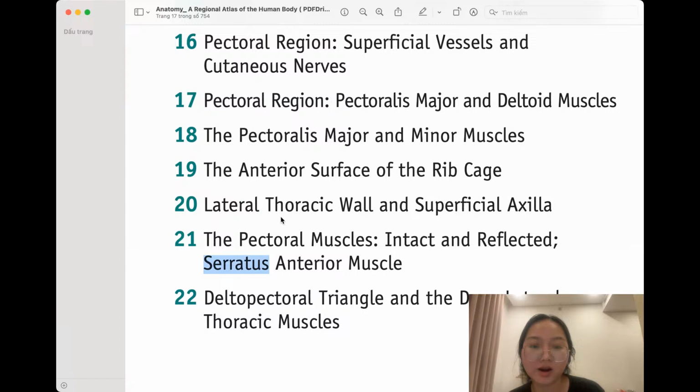Serratus anterior muscle. I never heard of the serratus. The serratus anterior muscle of the chest originates at the side of the chest, from the upper 8 to 9 ribs. It inserts along the entire length of the anterior aspect of the medial border of the scapula. It is innervated by the long thoracic nerve from the brachial plexus.